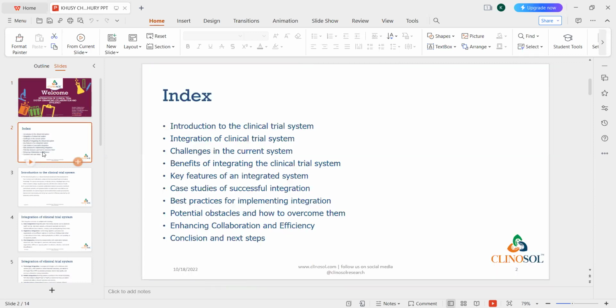These are the index: introduction to the clinical trial system, integration of the clinical trial system, challenges in current system, benefit of integrating the clinical trial system, key features of an integrated system, case studies of successful integration, best practices for implementing integration, potential obstacles and how to overcome them, enhancing collaboration and efficacy, conclusion and next steps.